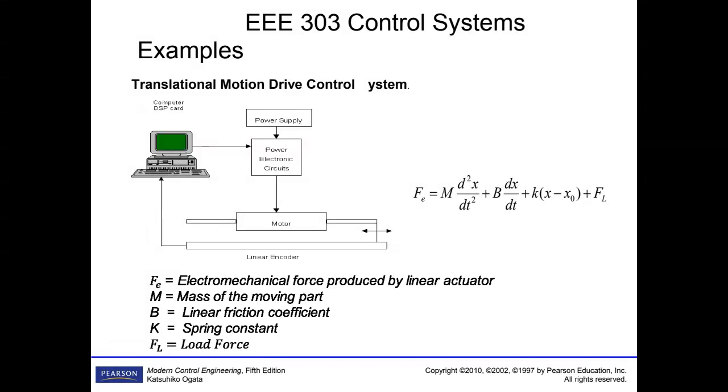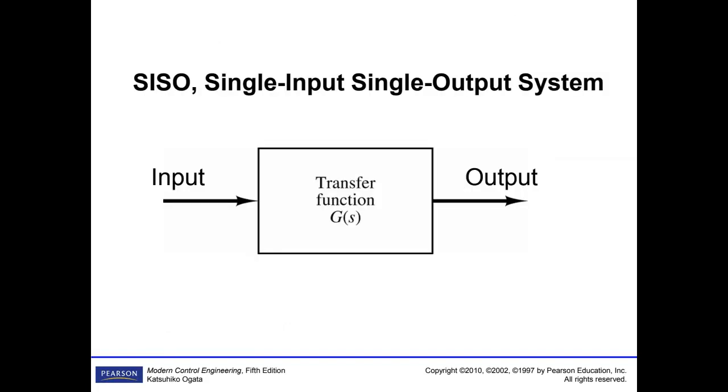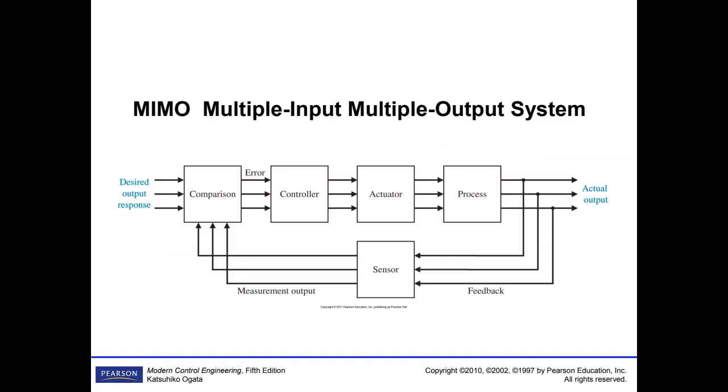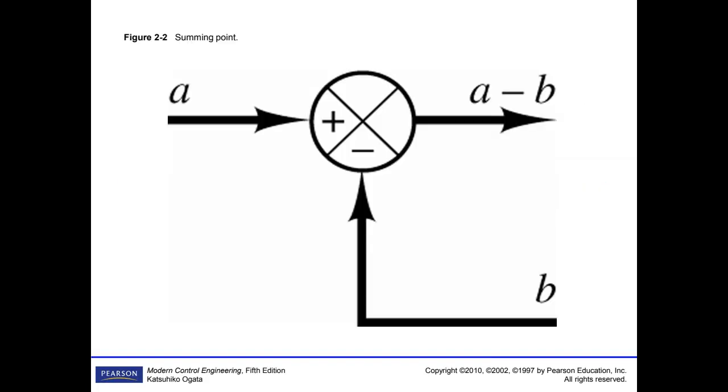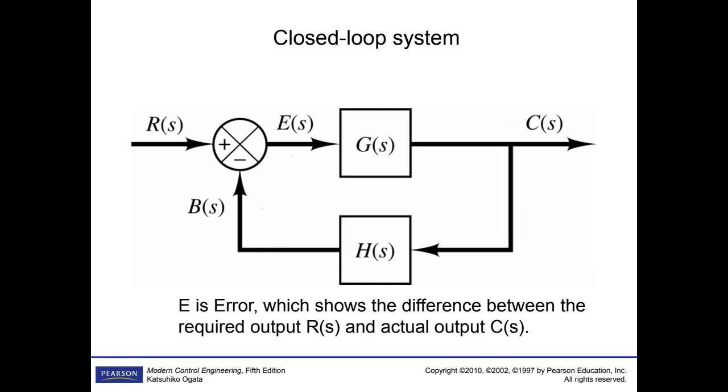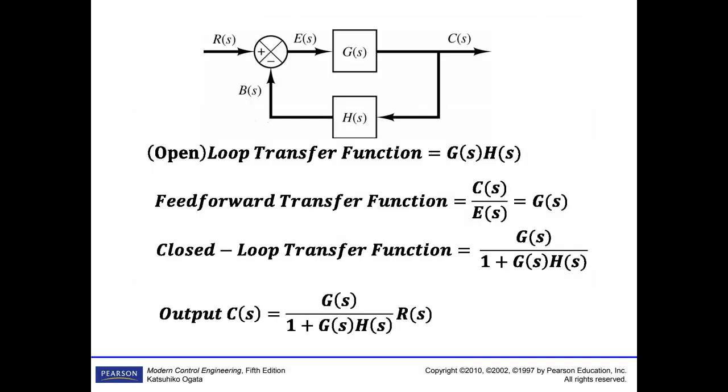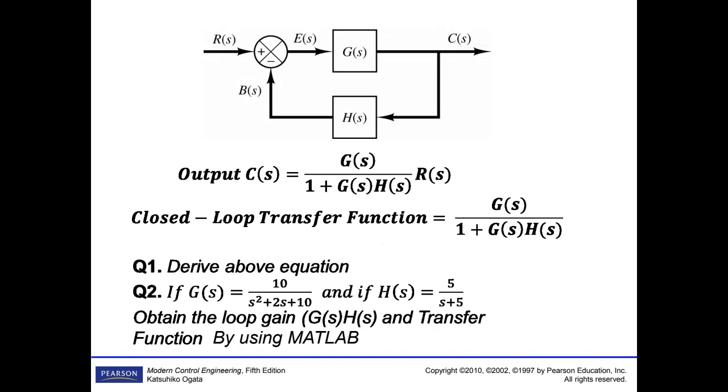Single input, single output, multiple input, multiple output. So these are simple. The transfer function we obtained, we already solved several problems on it. Closed loop transfer function, G(s) over 1 plus G(s)H(s). And serial, parallel, and also feedback examples.